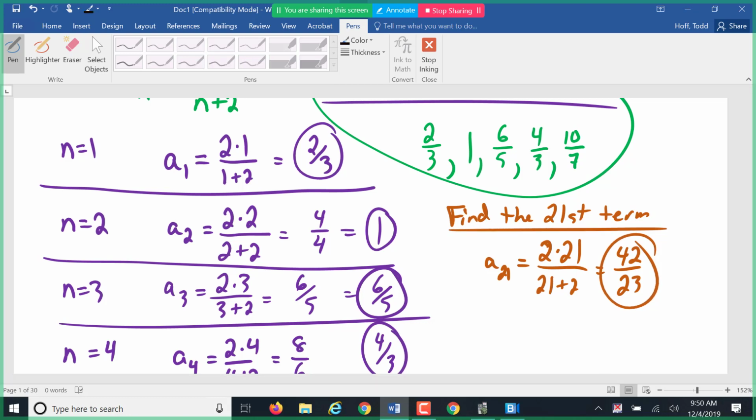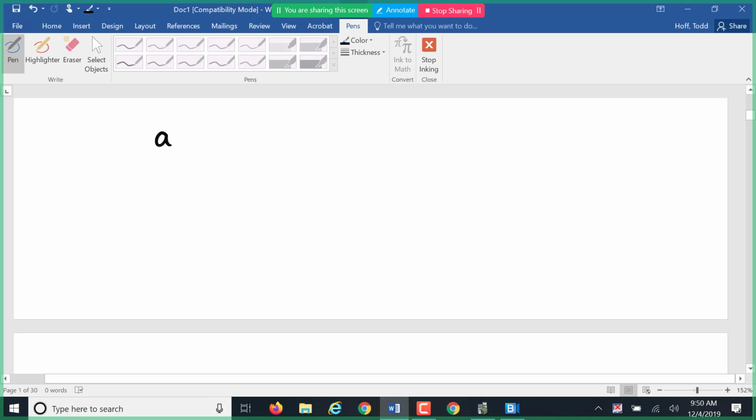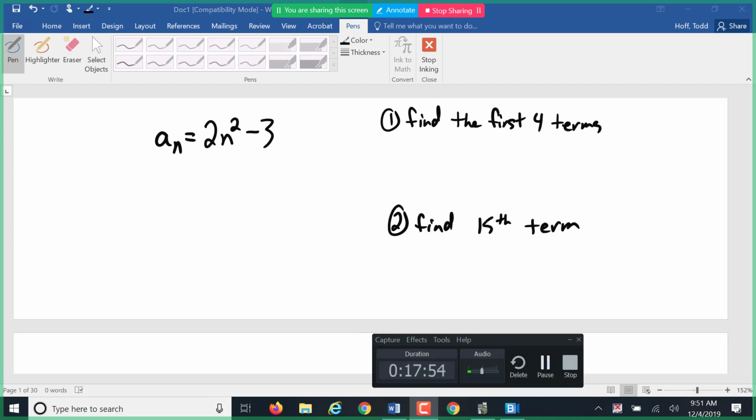So in your notes, I'm going to give you another example. So our general term here, a_n, equals 2n squared minus 3. And I want you to, 1, find the first 4 terms. We'll only do 4 instead of 5. And 2, find the 15th term. So I'll give you a couple.